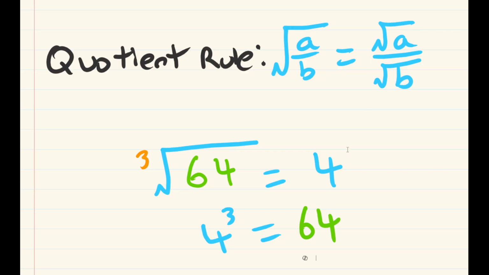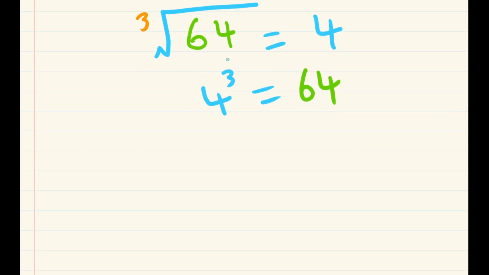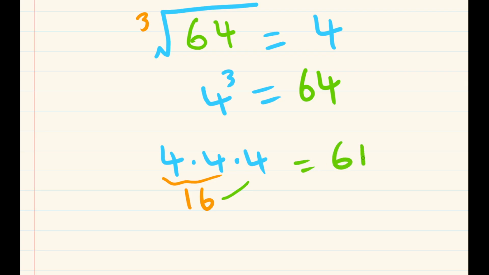Just to show you, if we took 4 times 4 times 4, then these would evaluate to 16, and then 16 times 4 gives you 64. So therefore the third root of 64 is 4, but this number right here, whatever root we're taking, that is the index. And that's just some terminology for radicals.